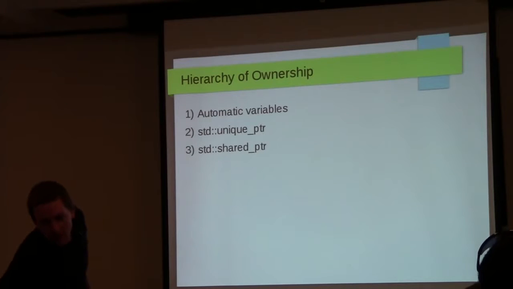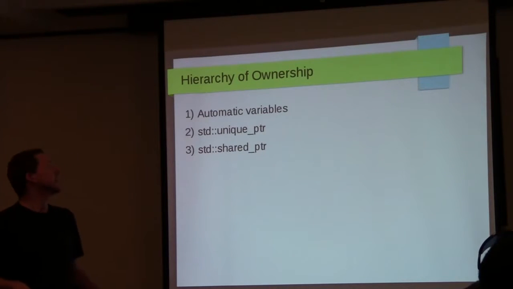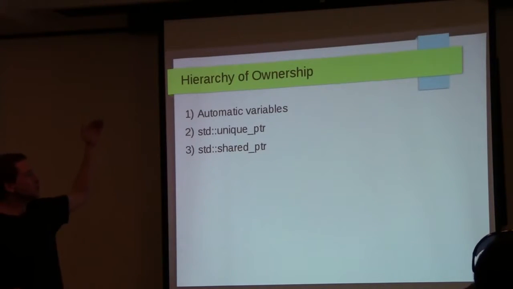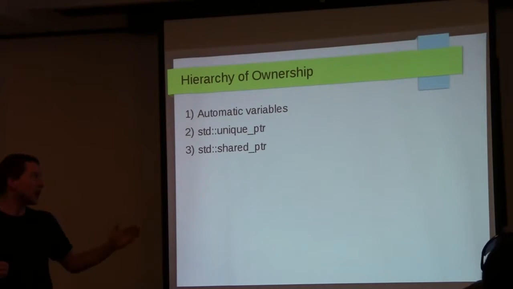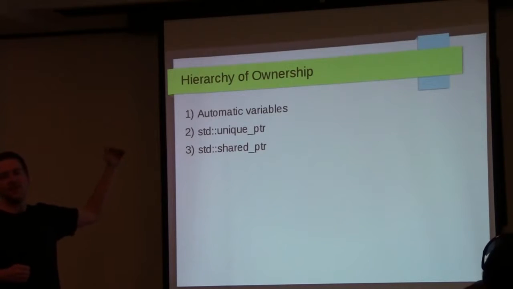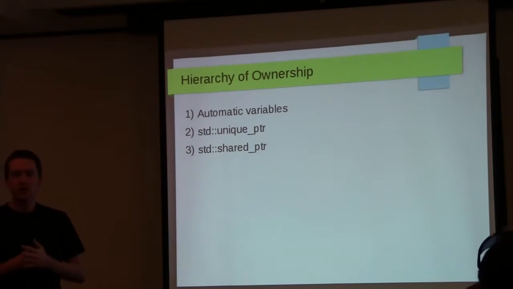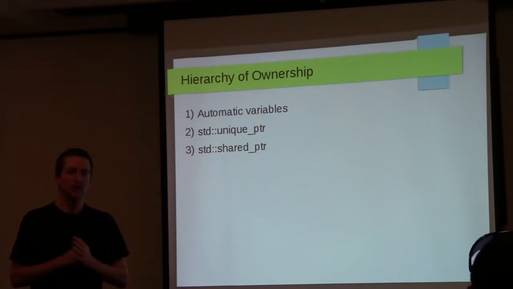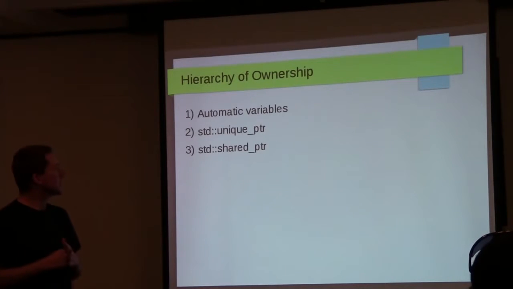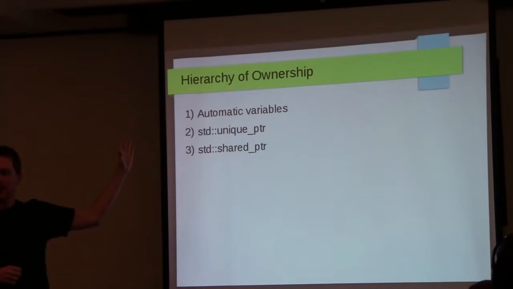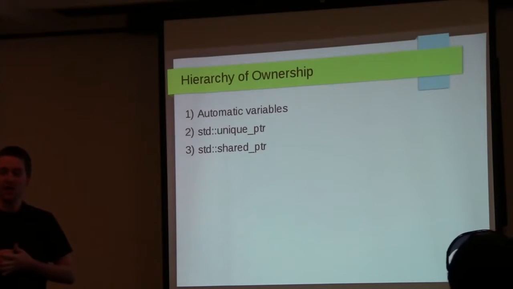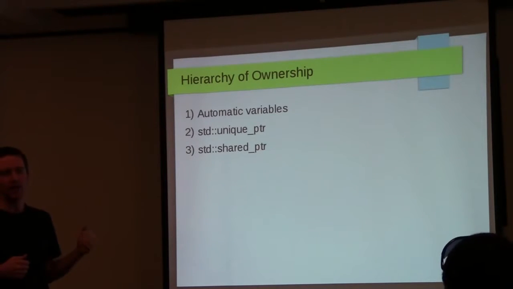And a lot of times you see advice kind of like this, your hierarchy of ownership. First, you should prefer automatic variables. And then if you can't use those, then unique pointer. And then if you can't use that, then shared pointer. And overall, I do agree with this advice. But I find that a lot of times when people give this advice, they just give you this list, say do it, and then they don't really explain, as much as I would like anyway, why they're in the order they are.